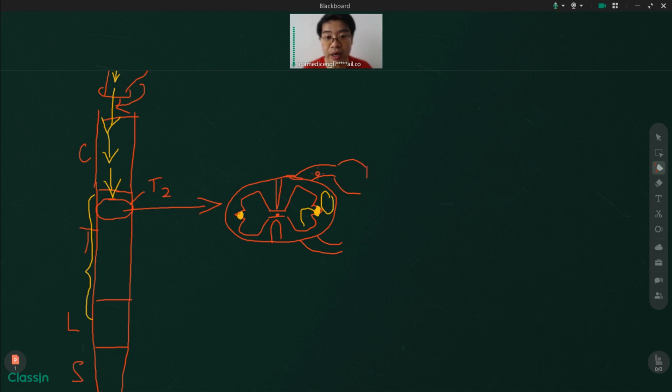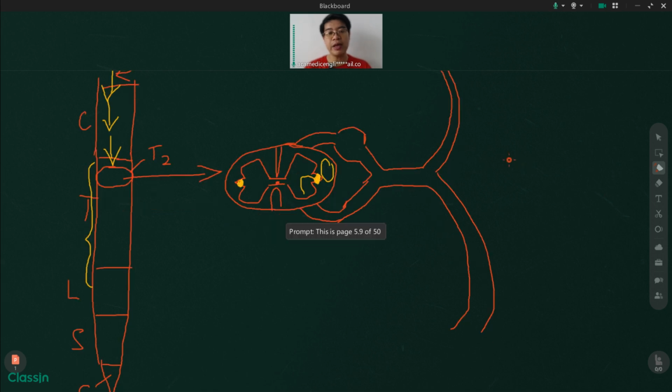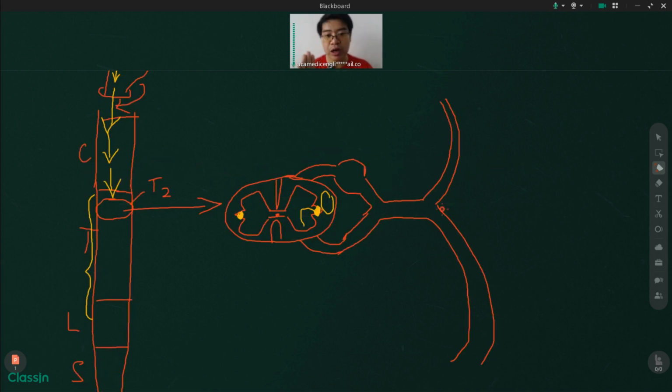Then this one here, posterior, is going to be the posterior or dorsal root, and we have the dorsal root ganglion, right? So now here, look, the anterior and the posterior root are going to fuse together to make what? To make a spinal nerve. The spinal nerve will go through the intervertebral foramina, and then after that it will divide into the posterior or dorsal ramus, and then the anterior or ventral ramus. So it's going to be like that.